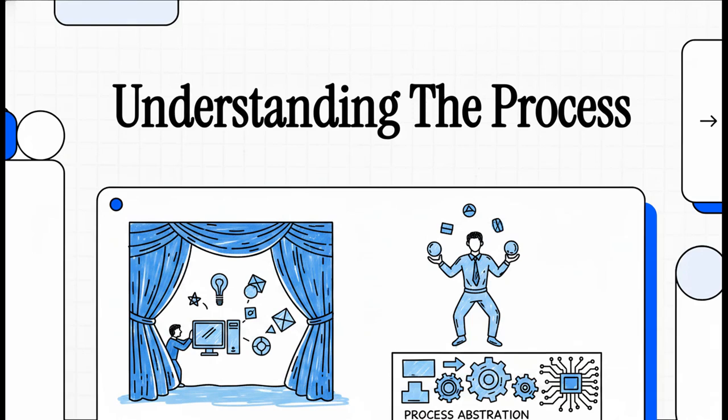Have you ever stopped to think about the magic trick your computer pulls off every single second of every day? We're about to pull back the curtain on that trick, multitasking, and really understand the powerful idea that lets your computer juggle literally everything you throw at it.